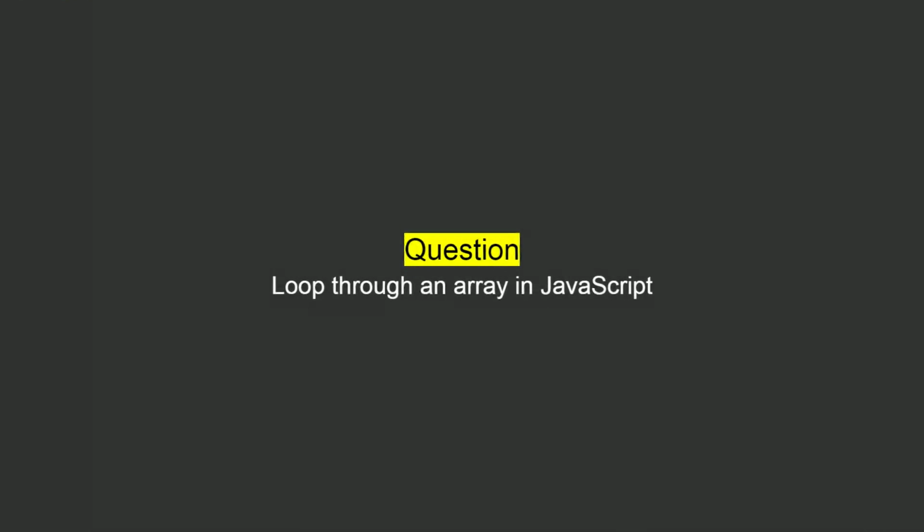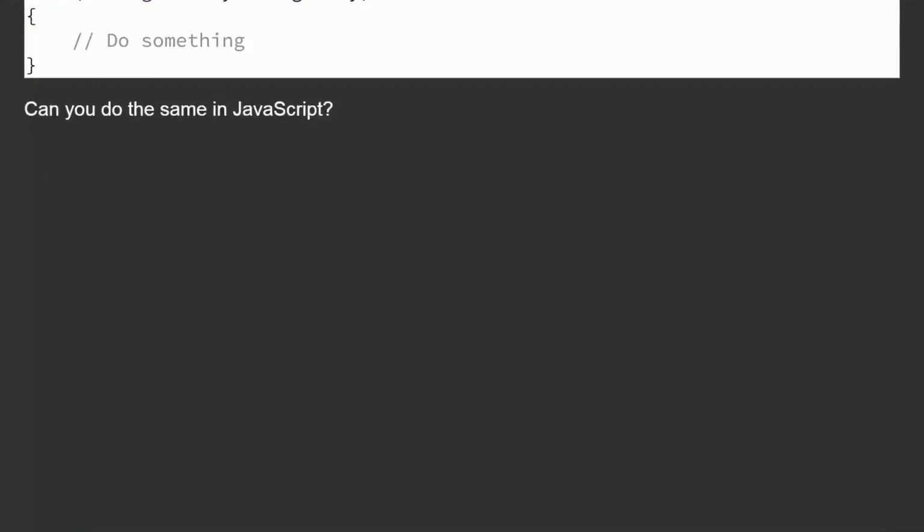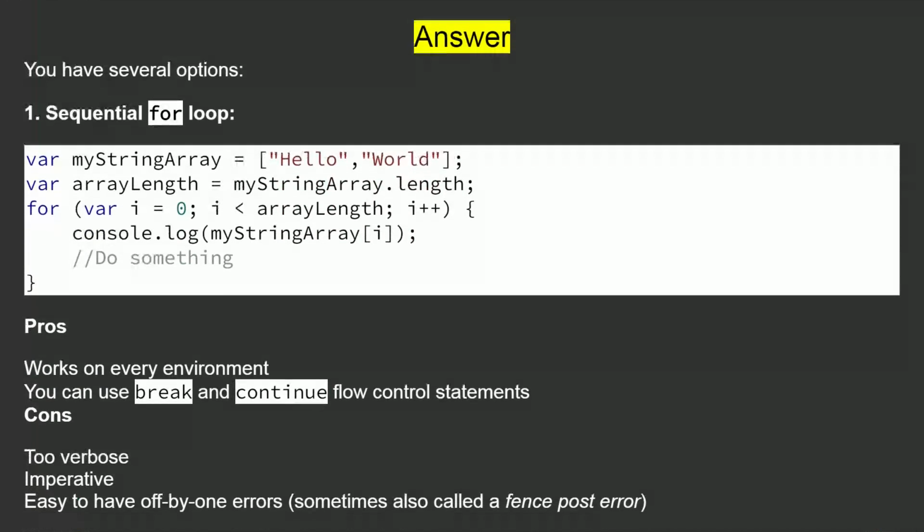Loop through an array in JavaScript. In Java you can use a for loop to traverse objects in an array as follows. Can you do the same in JavaScript? You have several options. 1. Sequential for loop.